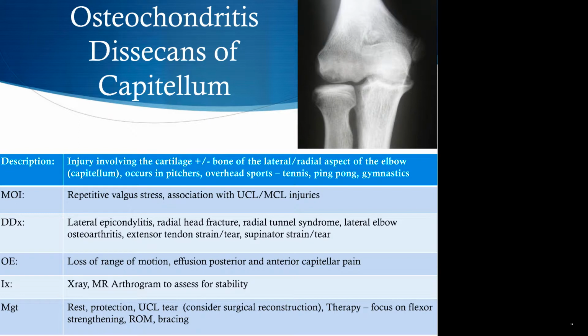If there's an ulnar collateral ligament tear and they are an overhead athlete, you may consider referral for surgical reconstruction. Physiotherapy should focus on flexor strengthening and pronator strengthening, as well as range of motion and bracing, and essentially not returning to loading the elbow, in terms of gymnastics axially or throwing, until they are both asymptomatic and cleared from a primary care or surgical provider.